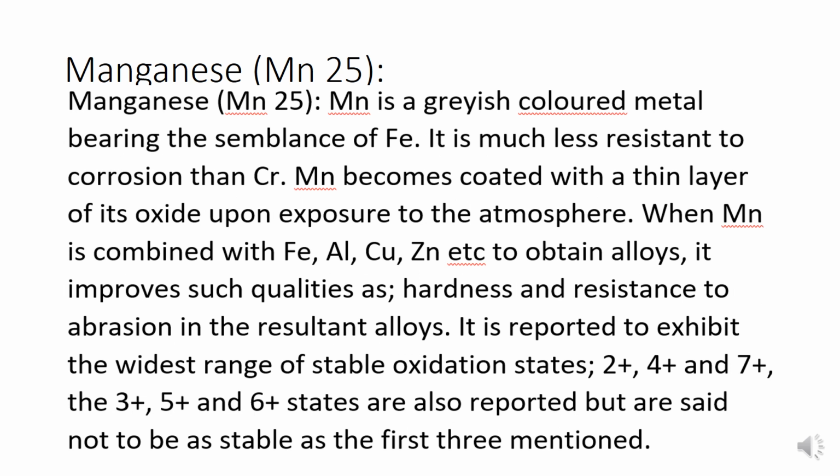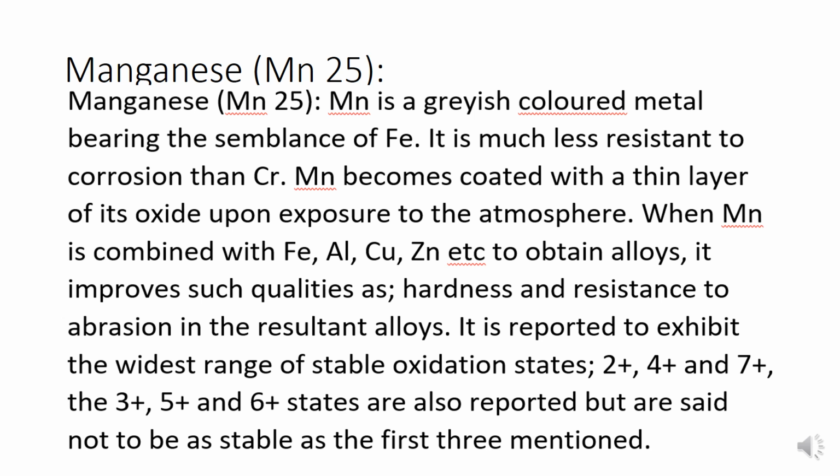Manganese is a grayish-colored metal bearing semblance to iron. It is much less resistant to corrosion than chromium. Manganese becomes coated with a thin layer of its oxide upon exposure to the atmosphere. When manganese is combined with iron, aluminum, copper, or zinc, the resultant alloy shows improved quality in hardness and resistance to abrasion.